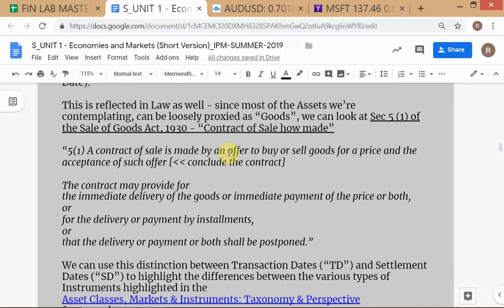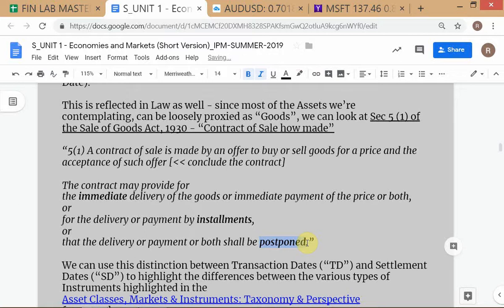But you see it in the Sale of Goods Act. There is an offer, there is an acceptance. So you can see that the contract becomes crystallized when you do this offer and acceptance, but the delivery can be either immediate. We can highlight this a little bit. We can have either this, or we can have installments, or we can have postponement.